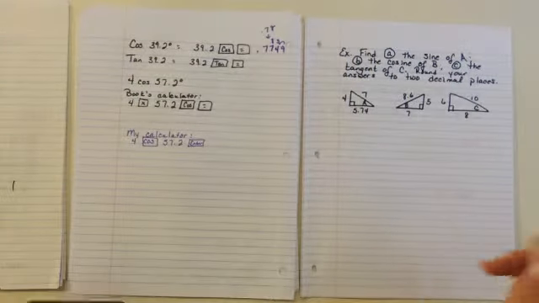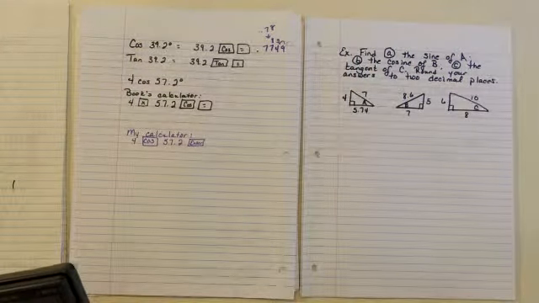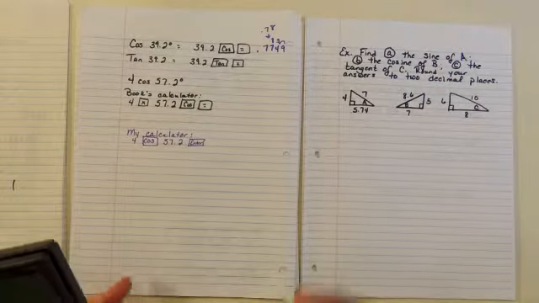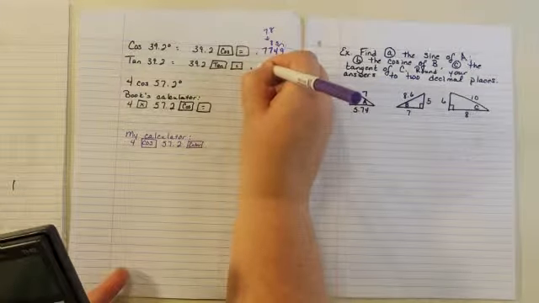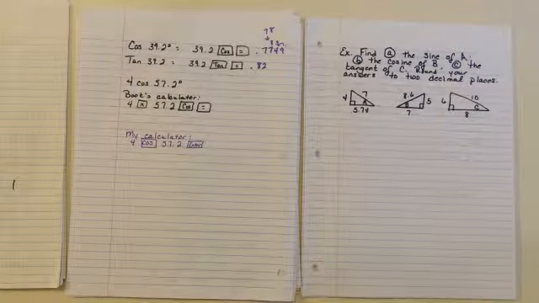Okay? The tangent of 39.2 is 0.82. It's actually 0.81558000988. But we're going to stop at 0.82.